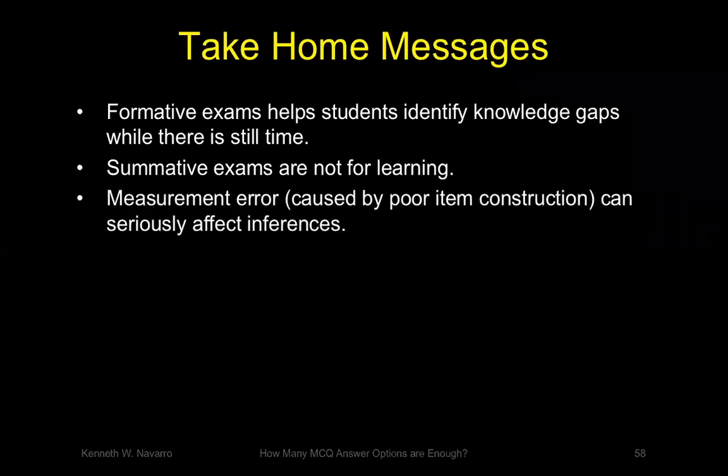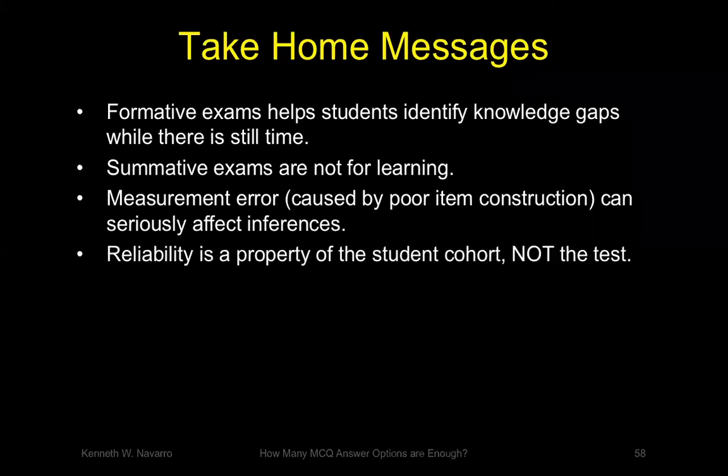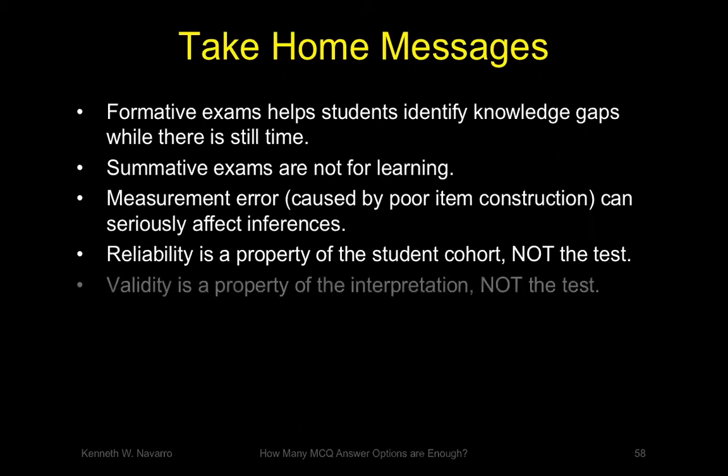Measurement error, which is caused by poor item construction, can seriously affect the inferences that you make about your students. Reliability is a property of the student cohort, the group. It's not a property of the test. A test is not reliable. It has to be given under certain circumstances. So it's about the group that you gave the test to.